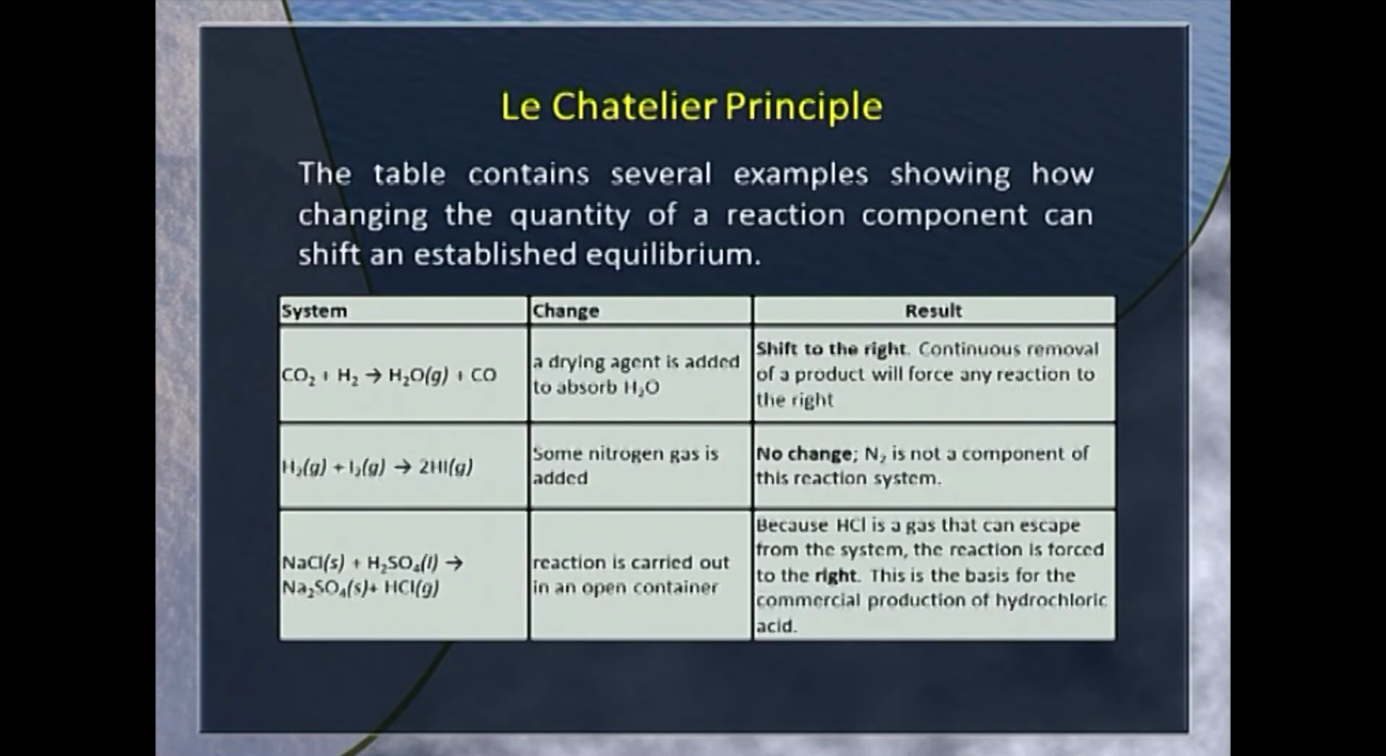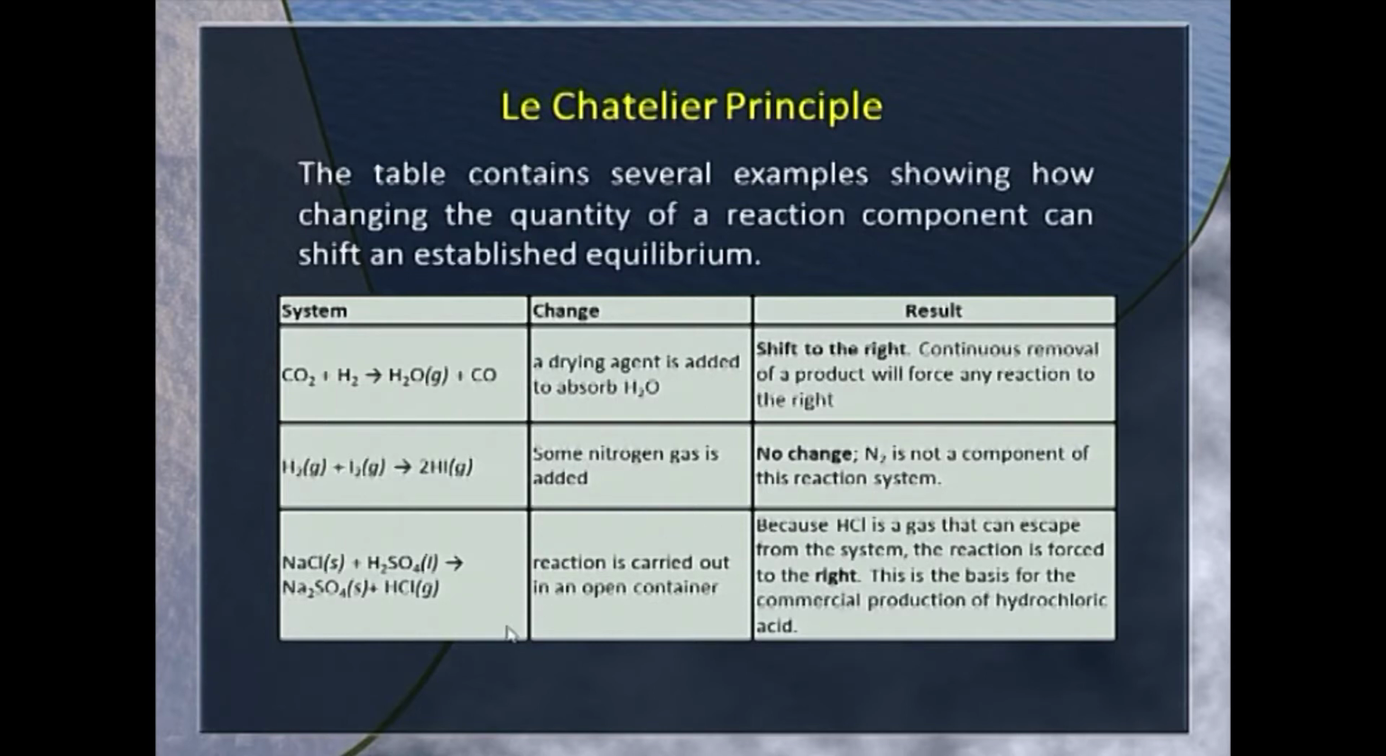First, there is one reaction, carbon dioxide plus H2, that gives water plus carbon monoxide. If a drying agent is added to absorb water, the concentration of product is decreasing. So the direction will shift to the right, because there is a decrease in the concentration of product. If you look at the second example, H2 plus I2 can give 2 HI, and if we add any other gas which is not a part of this reaction, there is going to be no change in the equilibrium.